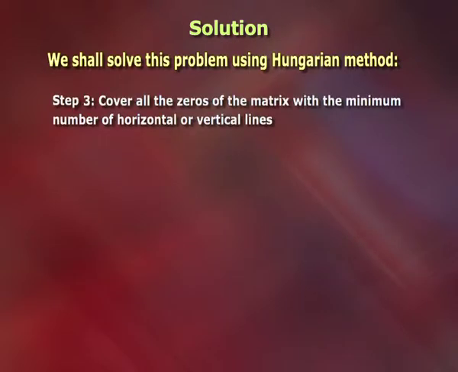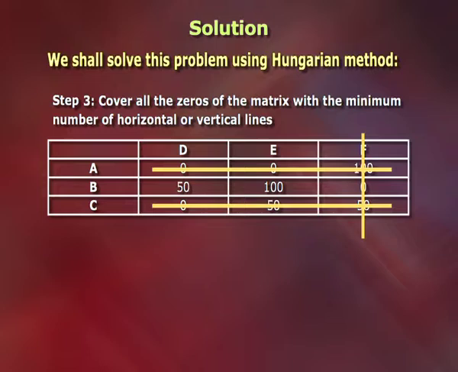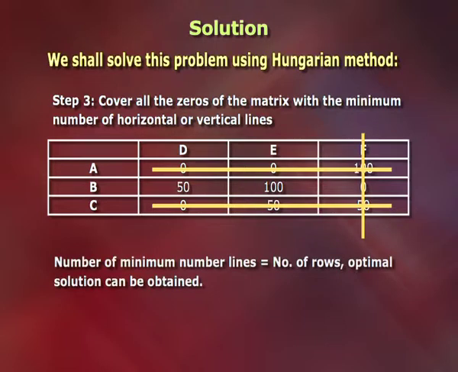Step 3, the important step. Cover all zeros of the matrix with minimum number of horizontal or vertical lines. In the below table, you can see that at least 3 lines are required to cover all zeros. So minimum number of lines is equal to number of rows, because you can see there are 3 rows A, B and C. As the number of minimum lines is equal to number of rows, optimal solution can be obtained.